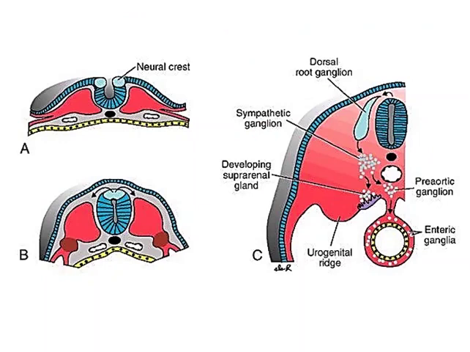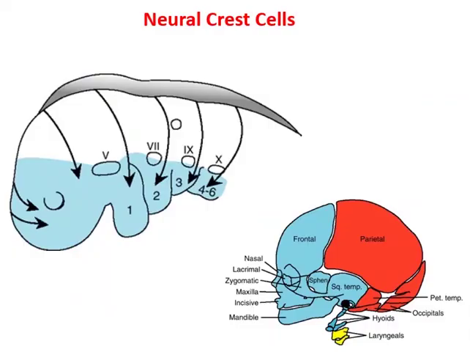This figure shows the neural crest cells detaching from the neural tube and neural ectoderm, and they form dorsal root ganglia, sympathetic ganglia, the adrenal gland or suprarenal gland, pre-aortic ganglia, and also enteric ganglia of the GIT. Here, neural crest cells of the cranial region form the bones of the skull.